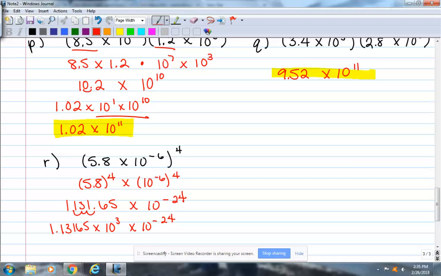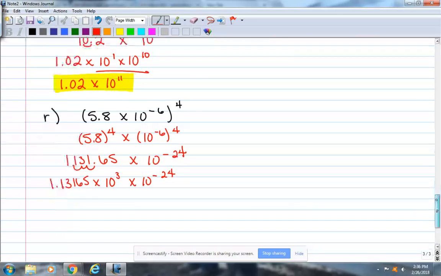So ignore the 10 to the negative 24 to start with. Change that to scientific notation. Is everybody okay with that? Then after you do that, add your exponents on your 10. So what's 3 plus negative 24? Negative 21. So the answer is 1.13165 times 10 to the negative 21. So if you have it to an exponent, the decimal number gets the exponent and the 10 gets the exponent. Okay?